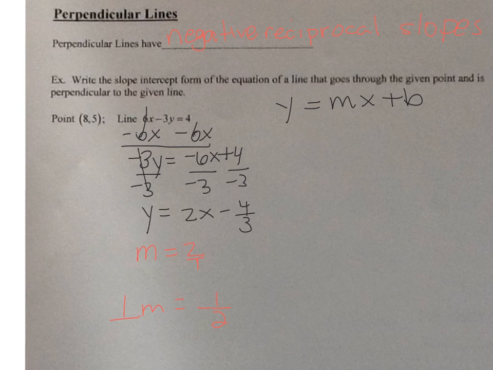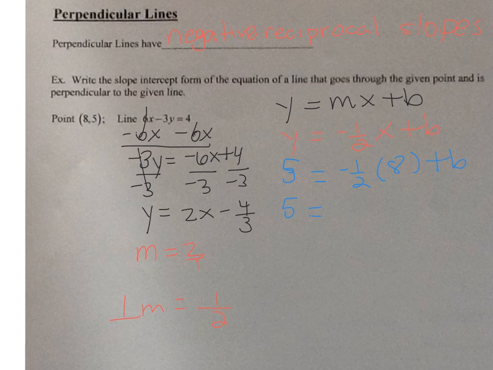All right, so let's plug that into the equation over here. So I have y equals negative 1/2 x plus b, and now I have to find b. In order to find b and have it go through this point, this is the point I have to plug in for x and y. All right, so my y is 5 equals negative 1/2 x, which is 8, plus b.